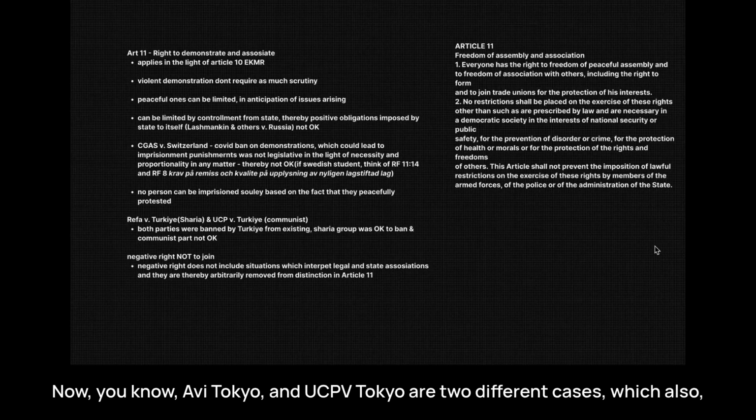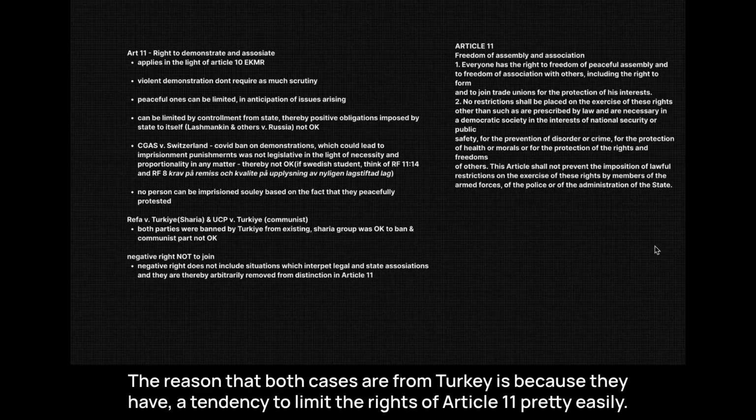v Turkey and UCP v Turkey are two different cases, and the reason both are from Turkey is that they have a tendency to limit the rights of Article 11 pretty easily. They do that pretty lightly. Anyways, in one case, the group was banned from even existing as an organization, because it had implications of wanting to apply Sharia laws into the constitution of Turkey, which was not allowed, meaning it was okay for the courts of Turkey to ban this.